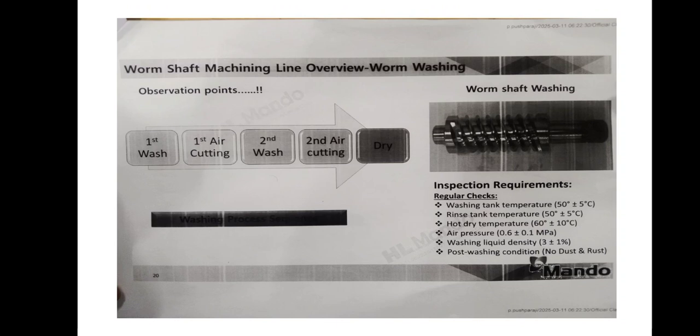Washing tank temperature is 50 degrees Celsius plus or minus 5 degrees Celsius. Rinse tank temperature 50 degrees Celsius plus or minus 5 degrees Celsius. Hot dry temperature 60 degrees Celsius plus or minus 10 degrees Celsius. Air pressure 0.6 to 0.1 megapascal. Washing liquid density 3 to 1%. Post washing condition: no dust and rust.